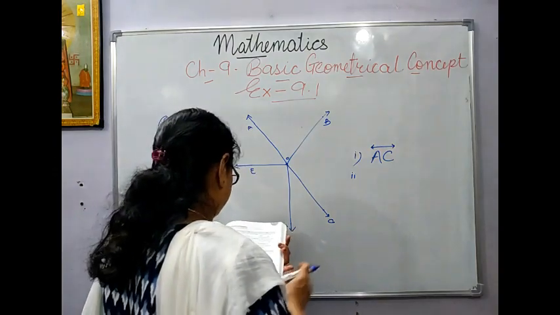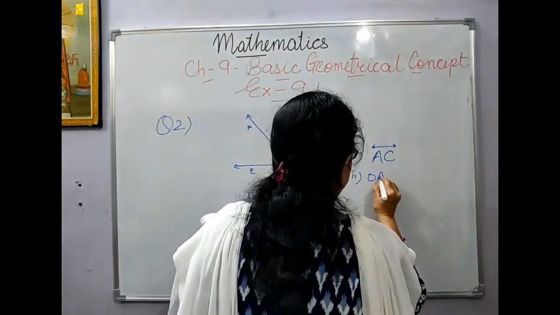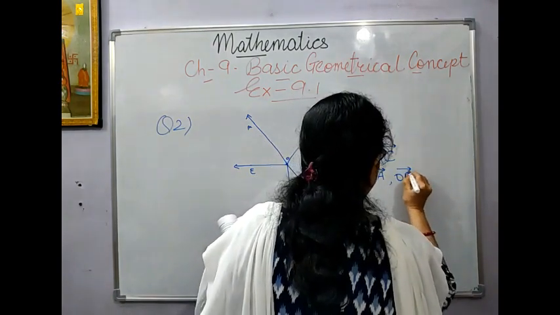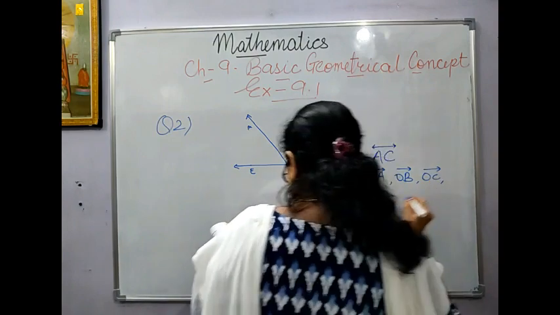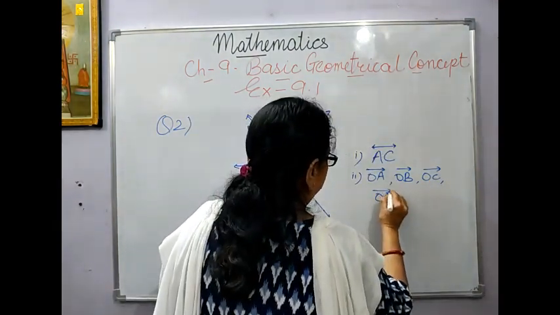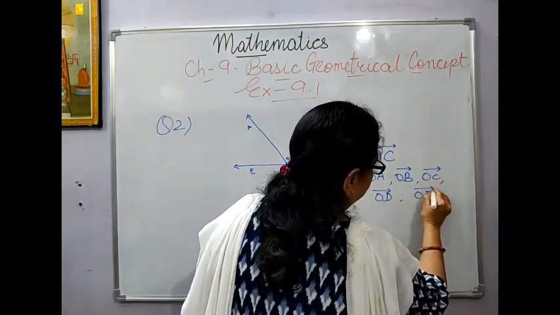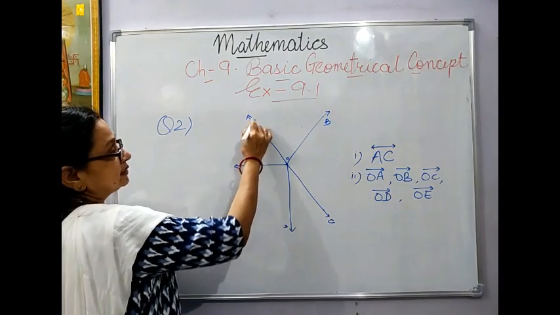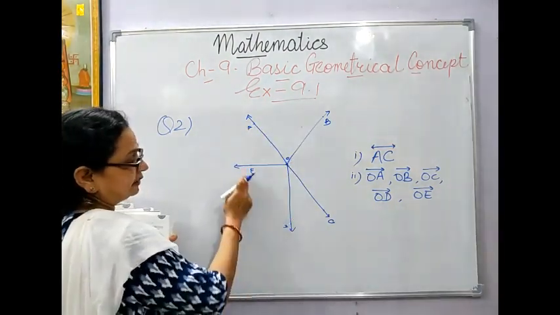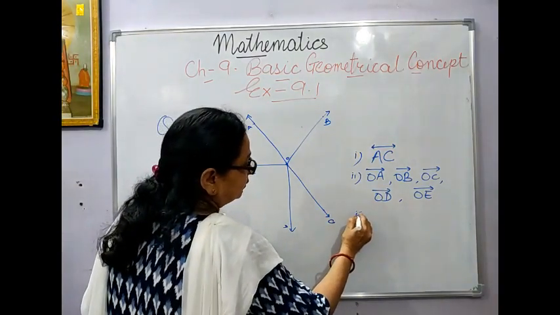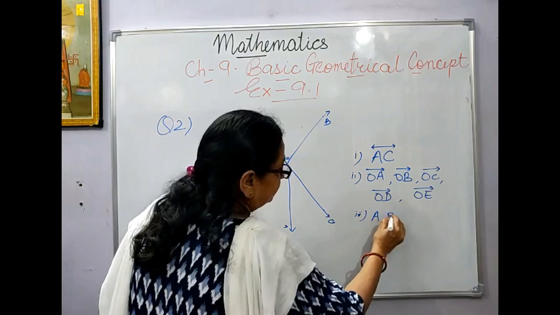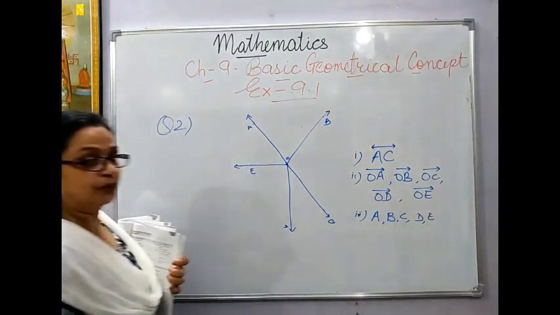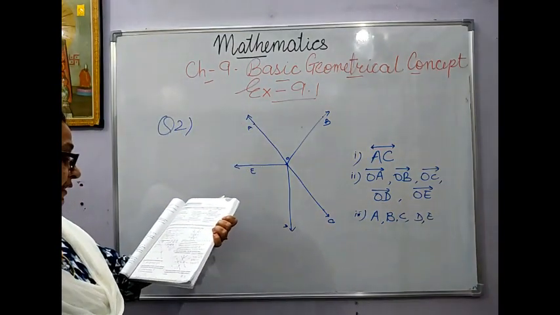So we will write down all of them. OA, make a like this. Then OB, OC, OD and OE. This is your second answer. Then third, all the points. Points are like this: A, B, C, D and E. So third will be your A, B, C, D and E. These are your points.